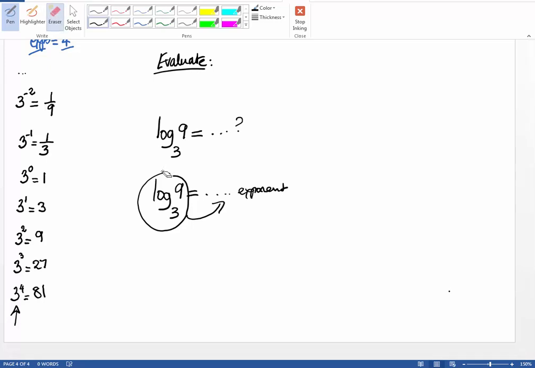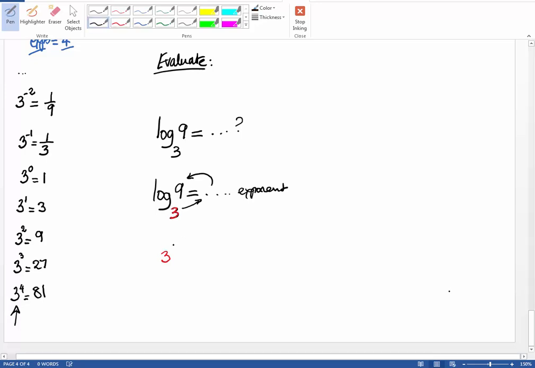I know the following. I know that if I were to take the base, which is 3, and raise it to that mystery exponent, I would get 9. So really what I'm asking is which power of 3 should I place here as an answer, such that if I raise 3 to that power, I would get 9, the quantity inside the log. So what power should I place on 3, the base, to get 9, the quantity inside the log?